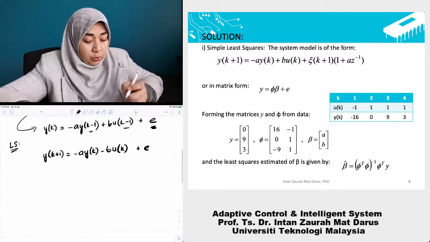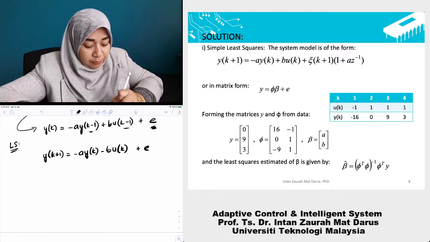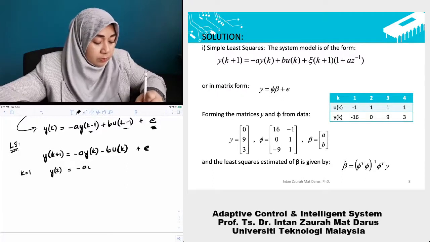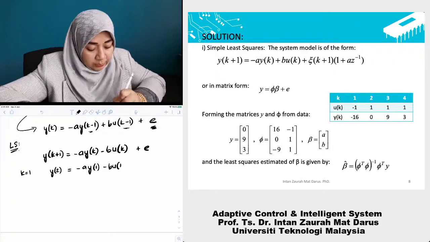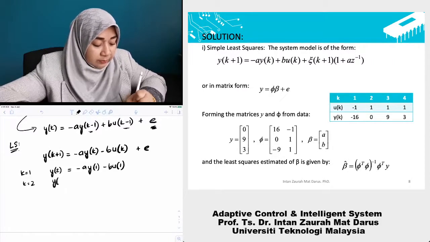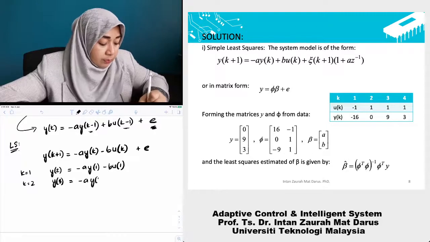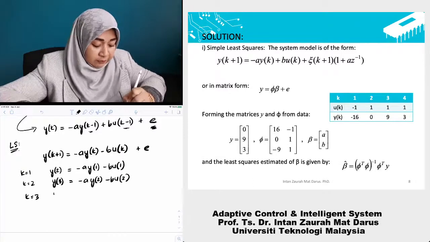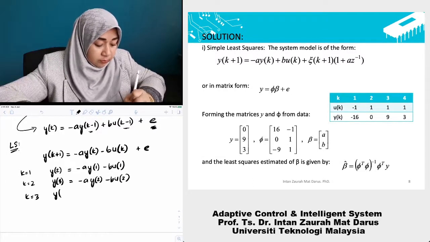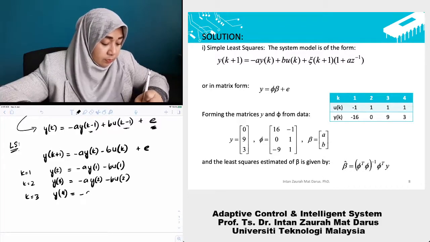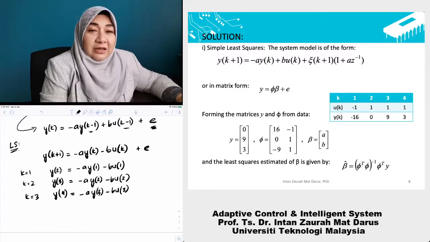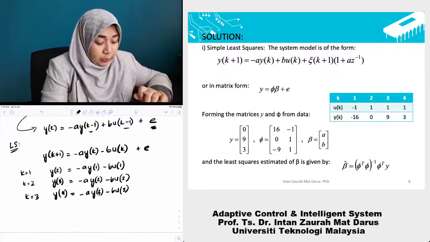So when I have that, if I put k equals 1, that is going to give me y2. When k equals 2, this is going to give me y3. And when k equals 3, this is going to give me y4. Sorry, this is u3, y3 and this is u3. So this is similar to the example of least squares that we have seen in the previous video.